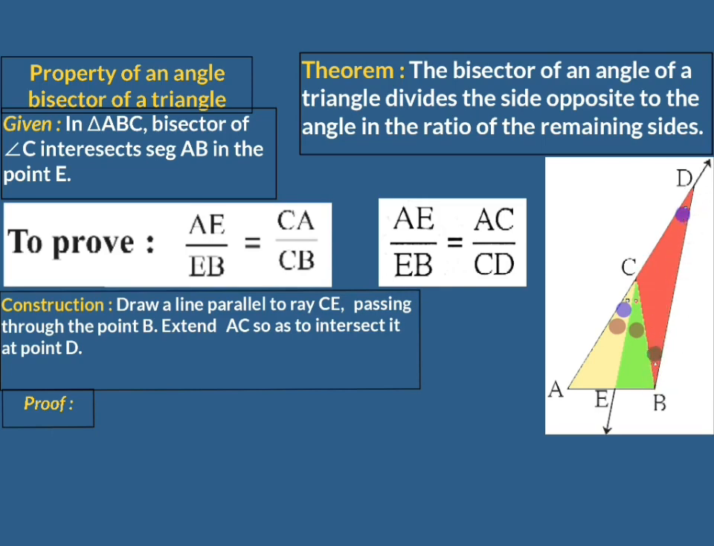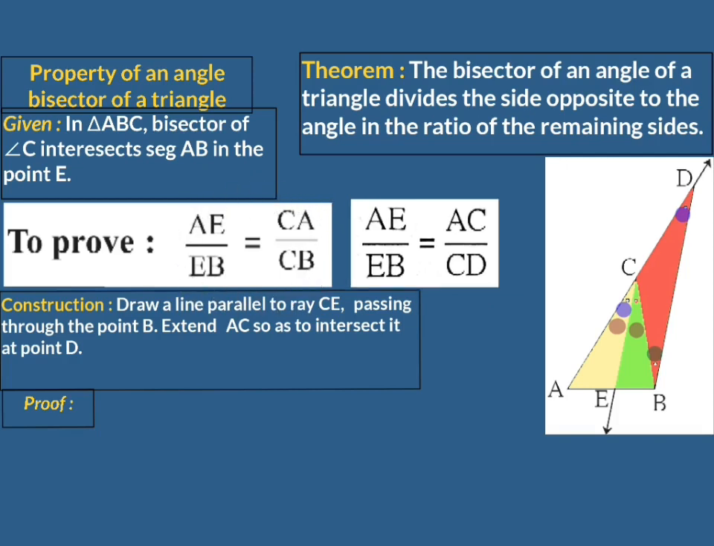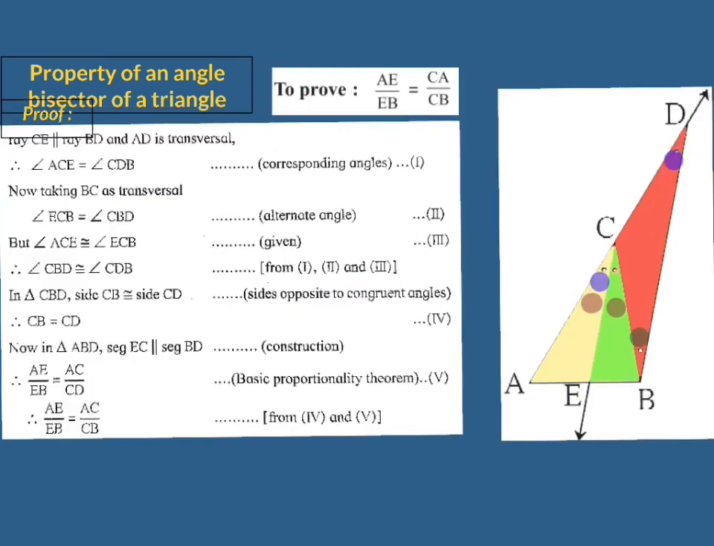Now, in triangle CBD, we got here angle CDB congruent to angle CBD. Hence, if two angles are congruent, therefore their opposite sides will be also congruent. That is, side CB is congruent to side CD. Therefore, we can replace CD by CB. Hence, we will get this statement, that is AE upon EB equal to CA upon CB. Now, we'll see proof which is in written form.